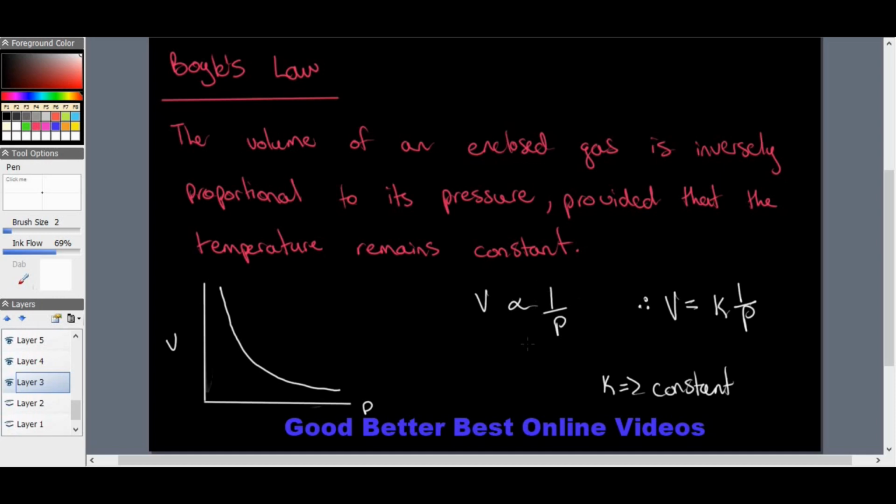In other words, if volume is inversely proportional to pressure, this can also be read that volume is actually directly proportional to 1 over pressure. If pressure was 500, then volume would be directly proportional to 1 over 500, taking the pressure and inverting it to make it 1 over pressure instead of pressure over 1. And that graph would obviously look something like this.